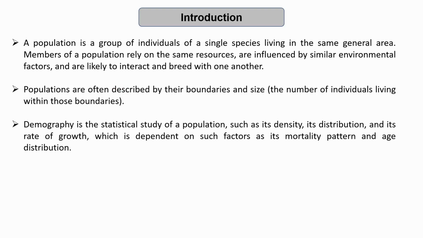So when we talk about the population, we talk about the demography of the population. So what is a demography? Demography is a statistical study of a population. For example, the density, distribution, and rate of the growth of population, which in turn is dependent on factors such as the mortality pattern and age distribution within the population. In the last class also, we discussed the age distribution pattern, which is described by the age pyramids. There are different kinds of age pyramids: expanding, stable, and constricting. The density, distribution, and rate of the growth of the population all come under the category of demography.